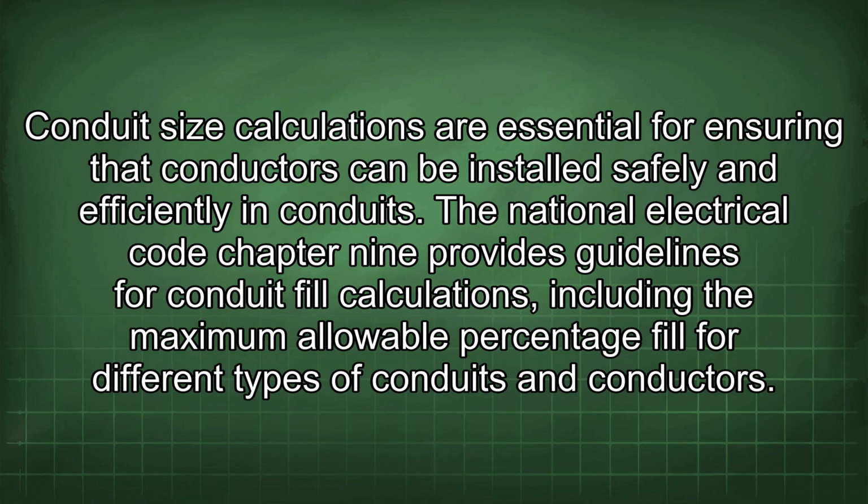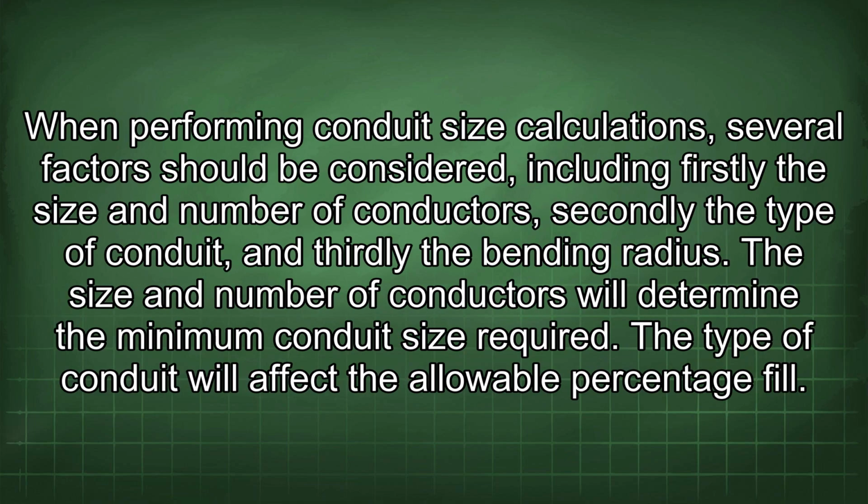Conduit size calculations are essential for ensuring that conductors can be installed safely and efficiently in conduits. The National Electrical Code Chapter 9 provides guidelines for conduit fill calculations, including the maximum allowable percentage fill for different types of conduits and conductors. When performing conduit size calculations, several factors should be considered, including firstly the size and number of conductors, secondly the type of conduit, and thirdly the bending radius.